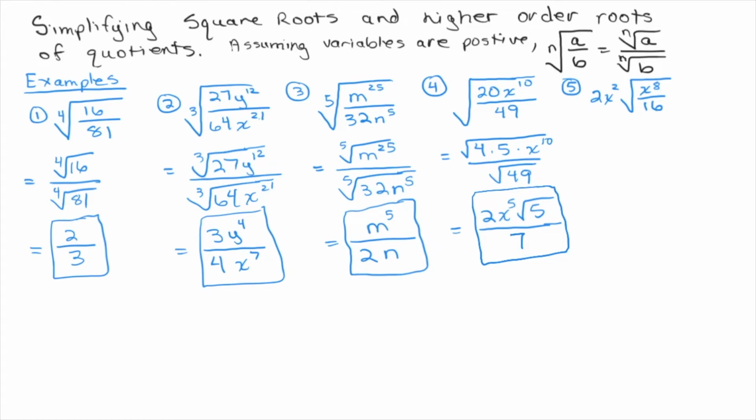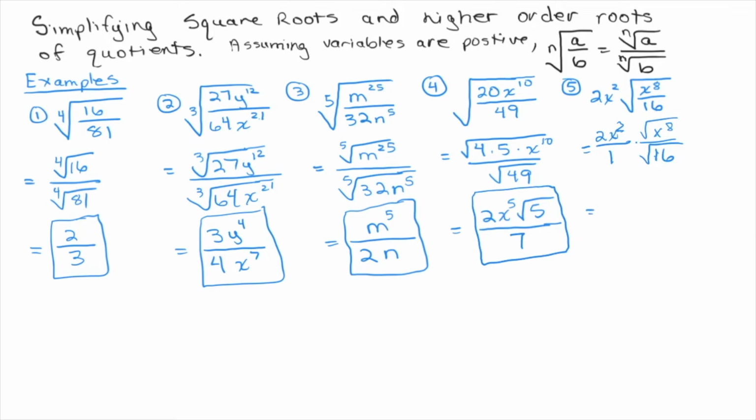Okay, the last one. Now, notice I have 2x squared times the square root of a quotient. So that 2x squared is really in the numerator. So I'm going to write it that way. 2x squared over 1. And I have to do the square root of x to the 8th over the square root of 16.